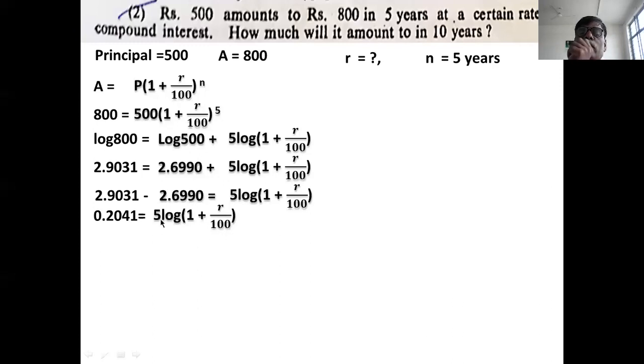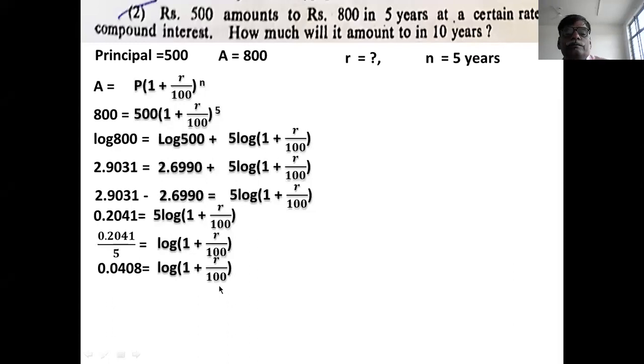Then you take this 5 to that side. So 0.2041 divided by 5 is equal to log (1 plus R by 100). Then if you divide it, 0.0408 is the answer. Its value is equal to log (1 plus R by 100).